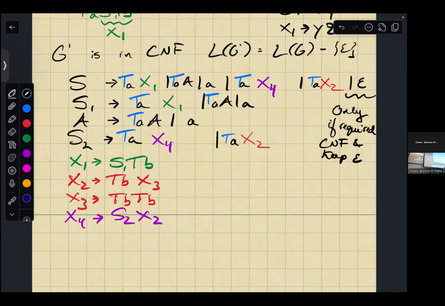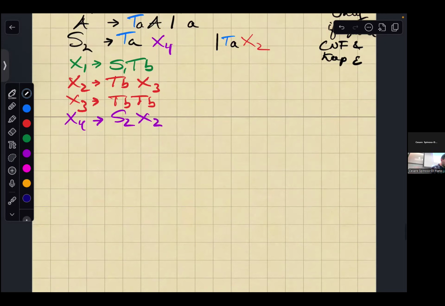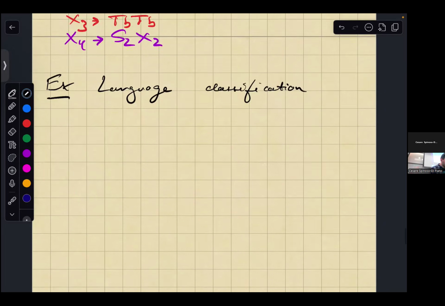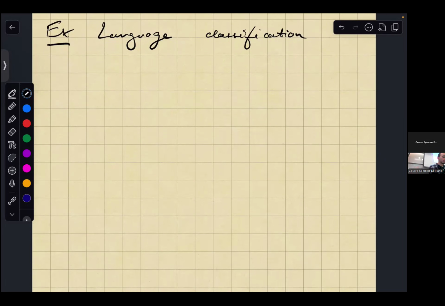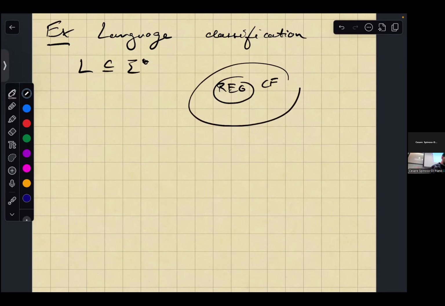Yeah? Okay, cool. So let's move on to another question now about language classification. So we're going to now have some language classification questions. Language classification questions are a classic type of question to give in 330 final exams. Essentially, you're presented with a language L, and then you're asked, is it regular? Is it not regular but context free? Or is it not even context free?